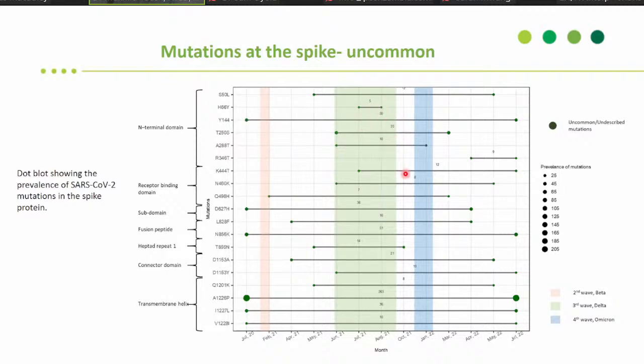So the next question would be, are these mutations real? And if yes, what are the phenotypic effects of these mutations if they were present in humans?